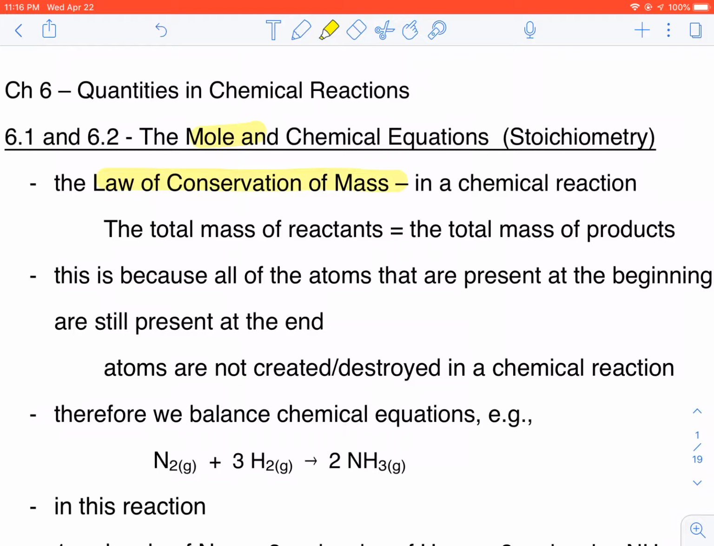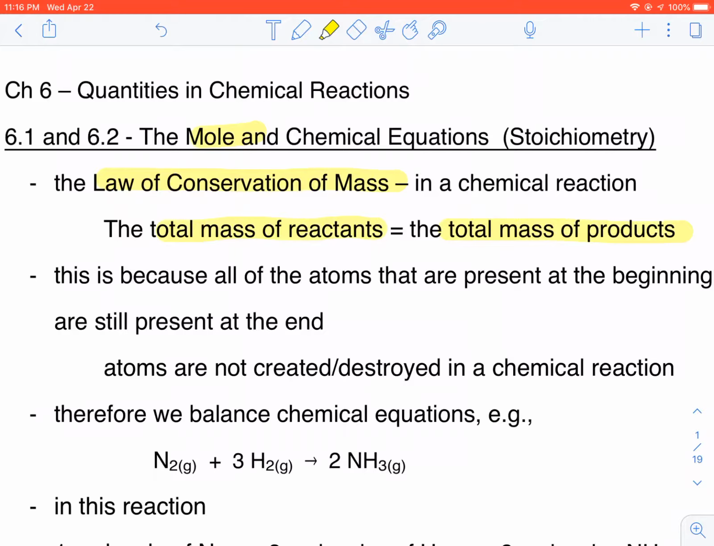Right? The idea that in any chemical reaction, the total mass of reactants will always be equal to the mass of products. If I put more reactant in than I need, then it won't get used. So when I'm saying the mass of reactants here, the mass of reactants that gets used up or consumed will be equal to the mass of products that's being formed.